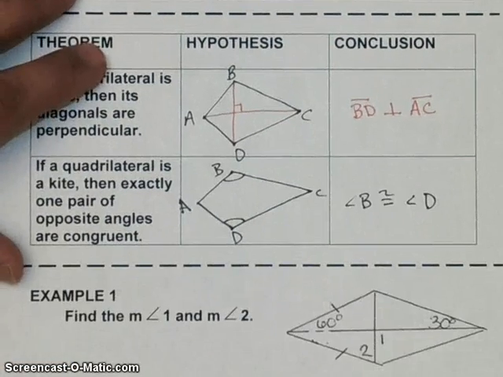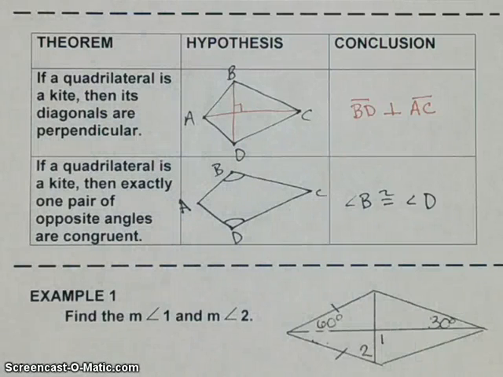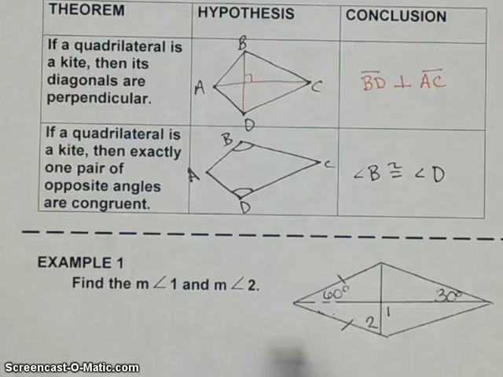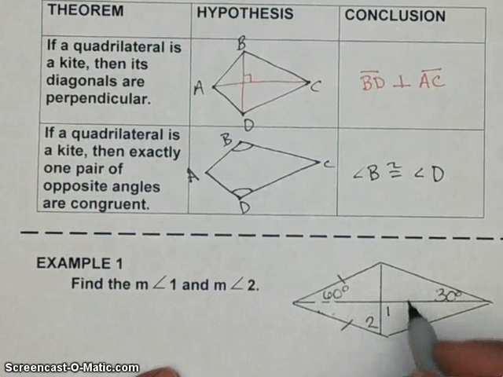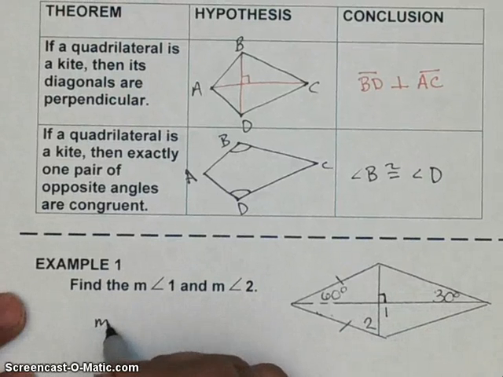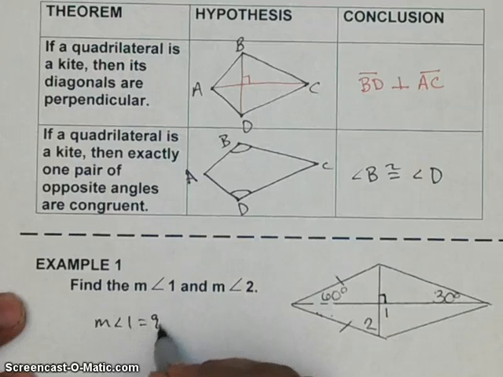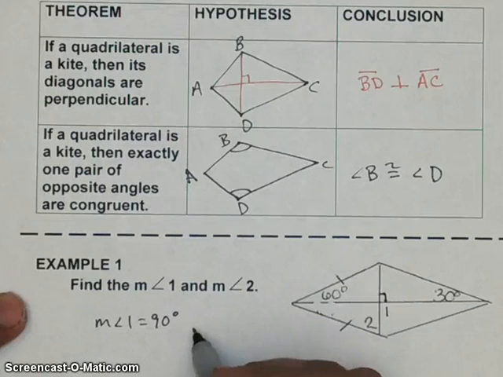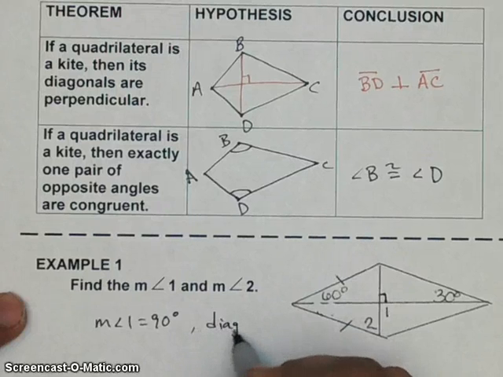Alright, so now let's look at an example. Find the measure of angle 1 and the measure of angle 2. Okay, well, since it's a kite, I know all these angles are 90, so the measure of angle 1 is equal to 90 degrees. And the reason would be the diagonals are perpendicular.